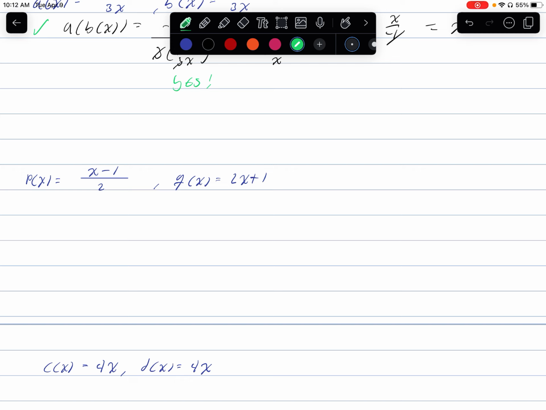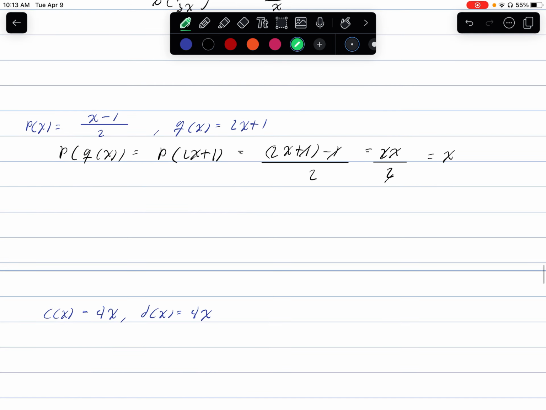Okay, how about p of x is equal to x minus 1 over 2, and q of x is equal to 2x plus 1. Okay, so let's try first. We can do p of q of x. So we'll have p of 2x plus 1. So we'll have 2x plus 1 minus 1 over 2, which is equal to 2x over 2. Since these cancel here, the 2's will cancel, and we get x. That's good. Okay, so this direction is good.